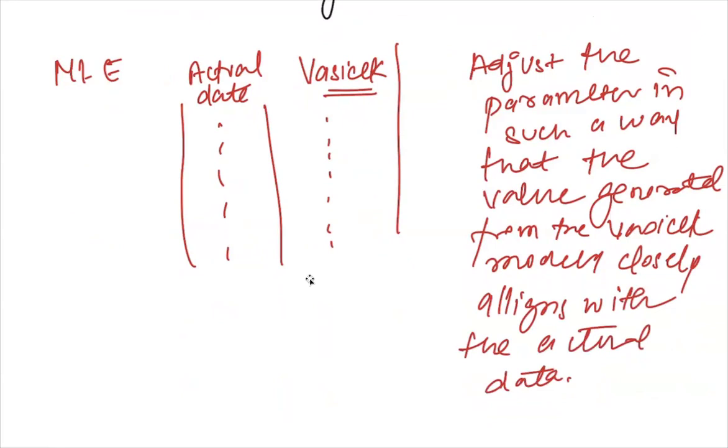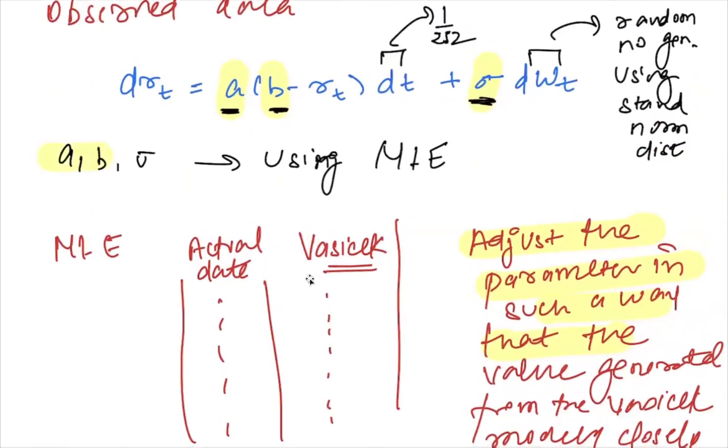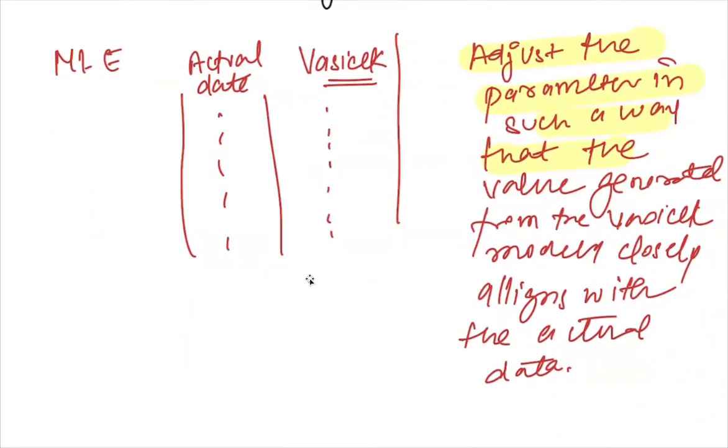If, let's say, the actual interest rate is 5%, and my Vasicek model is generating 8% or 7%, this model will not make sense, right? Because it is very far away, 2% or 3% away. So that's why there is a need for calibration. So this MLE method will adjust the parameters A, B, and sigma in such a way that the interest rate generated through this Vasicek model aligns very closely with the actual data.